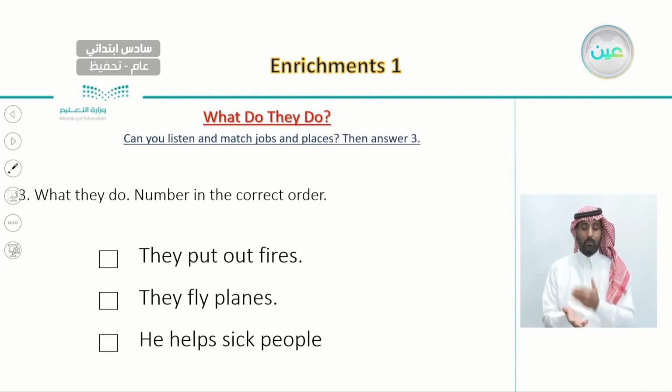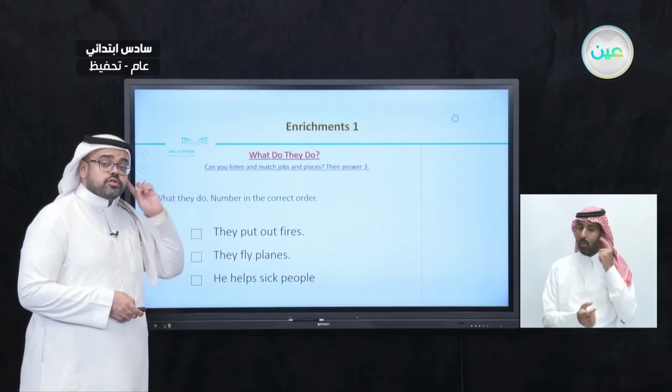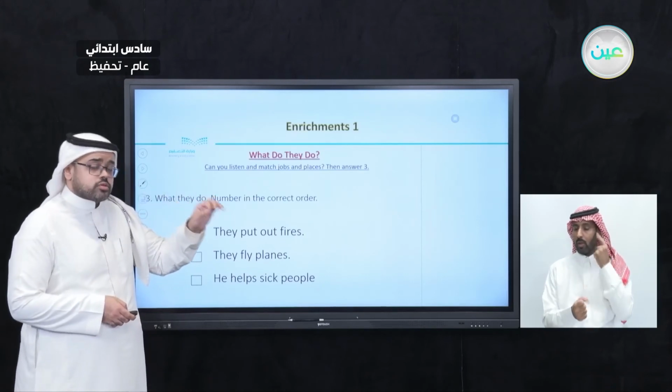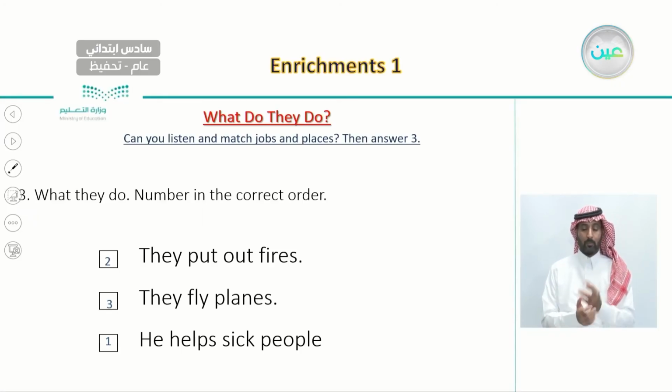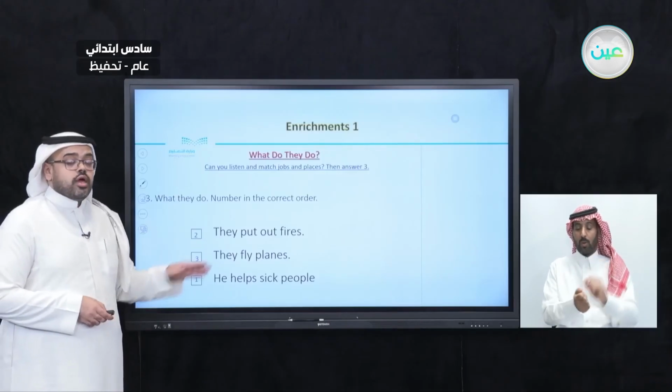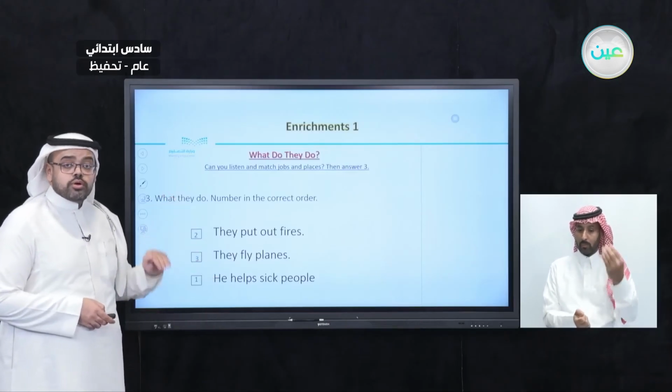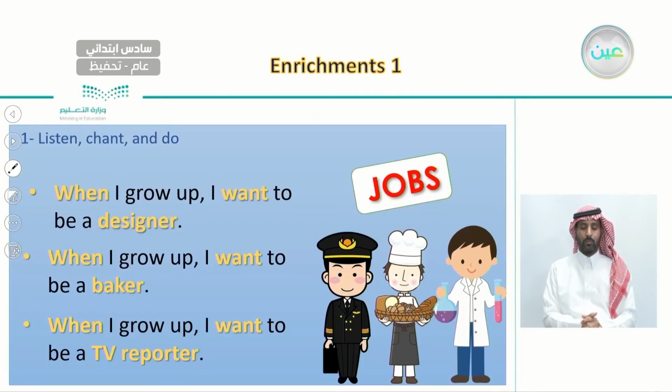And after we listen, we said that we need to number the first job we listen to and the other jobs. And the results were that the first job we listened to was he helped sick people, and the second one, he put out fires, and the third one is that they fly planes. So this is regarding the listening. We listened in this lesson, and we also numbered the things that we listened to.